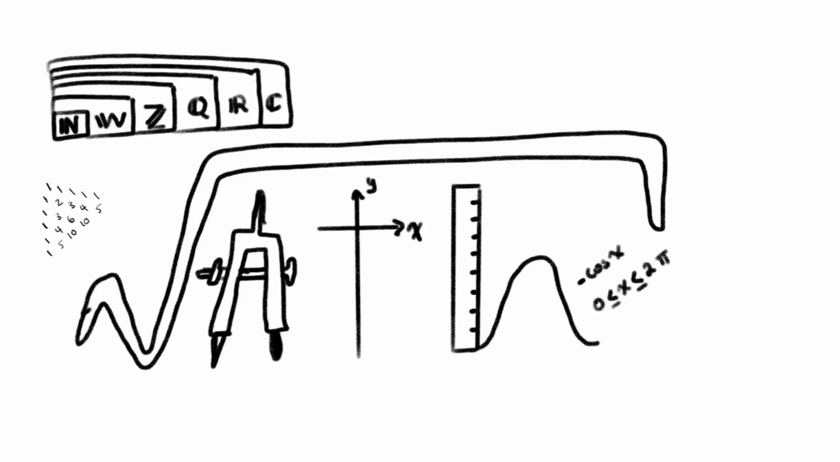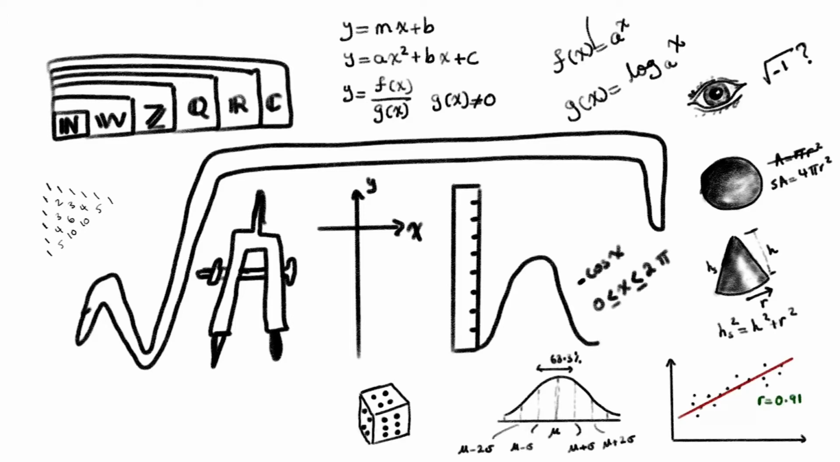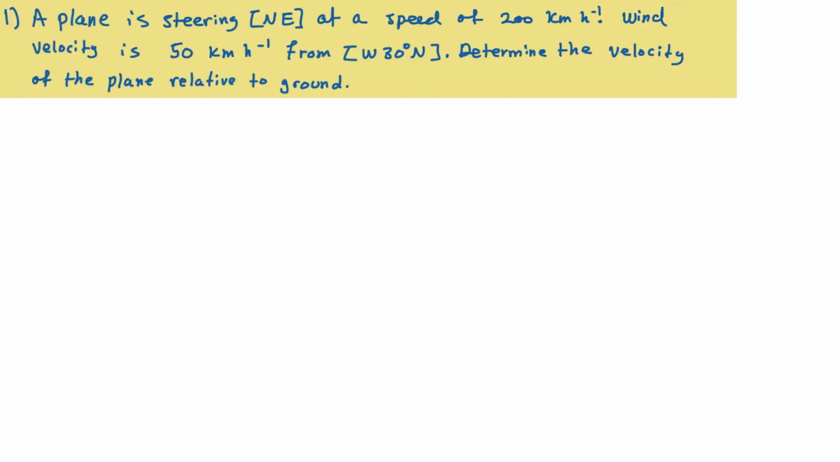Welcome to this video lesson which covers the full solution to the practice questions from the basic vector lessons in the vector series. In the first question, we are told that we have a plane that's steering northeast at a speed of 200 kilometers per hour. We have a wind speed of 50 kilometers per hour coming from 30 degrees north of west, and we want to determine the velocity of the plane relative to the ground.